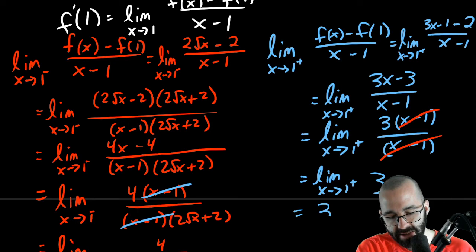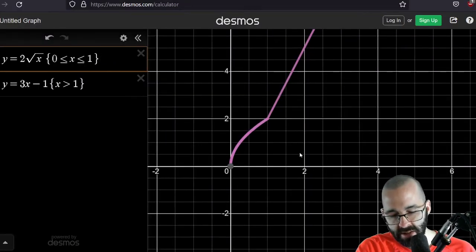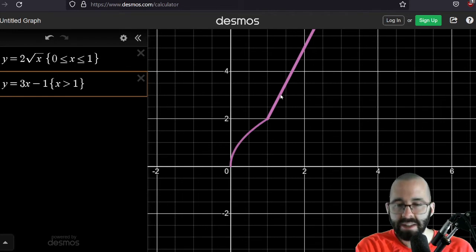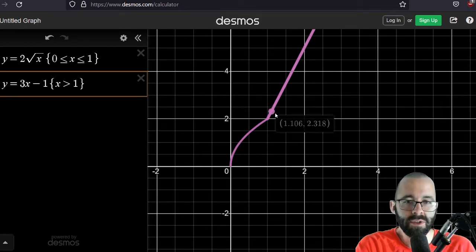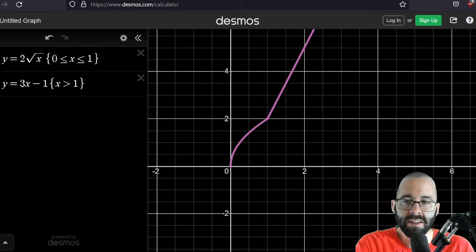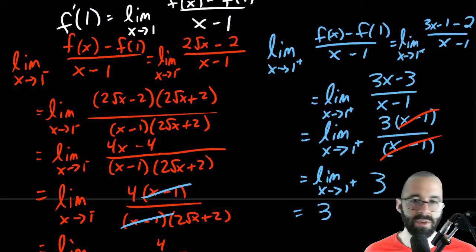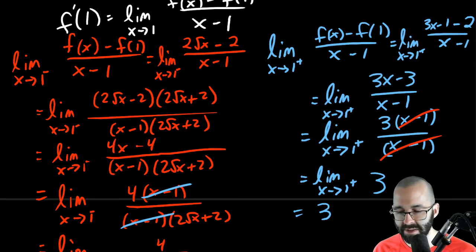So from the right, the slope is 3. Which makes sense. This is a line. We didn't even need to use the slope formula, the derivative. We know the derivative is slope, and we know the slope of a line, mx plus b, is just that m. The slope of that line is 3. The derivative being 3 should not be a surprise.